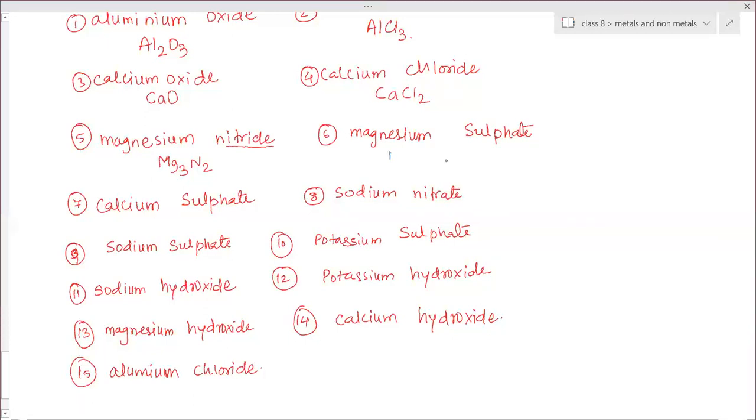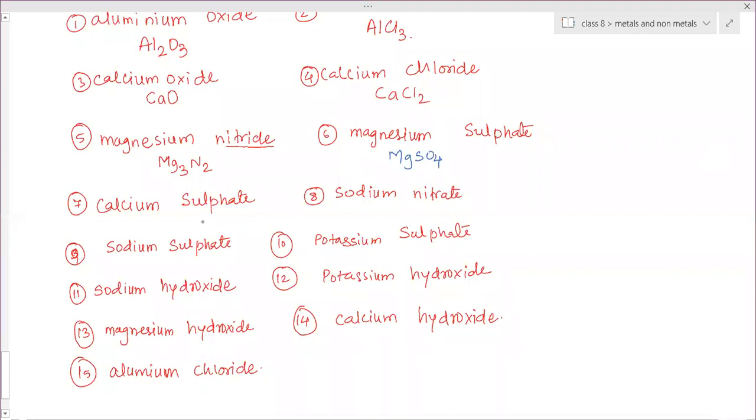Dia, what's the formula? MgS. No. Amitabh? What's the formula of magnesium sulfate? Faster. Three people have not done. MgSO4.